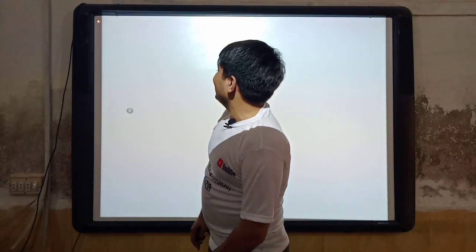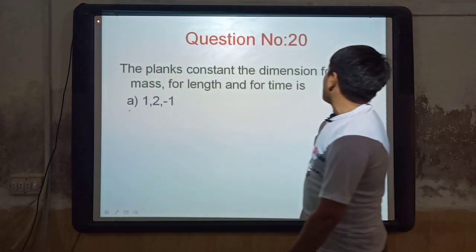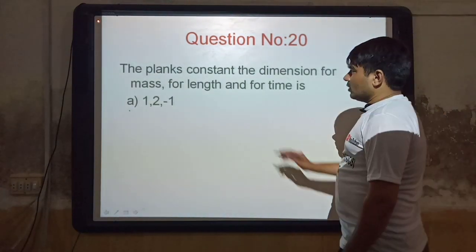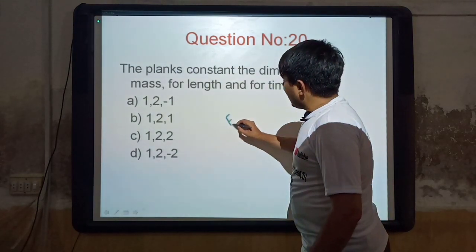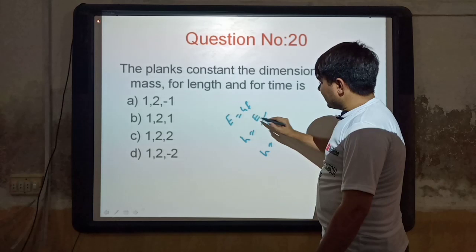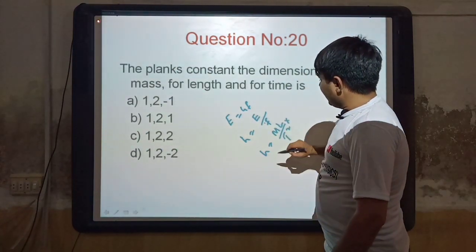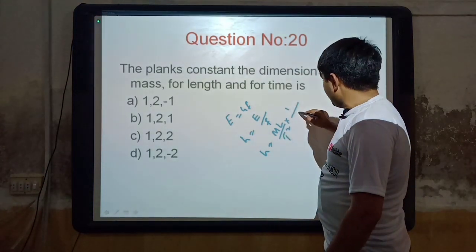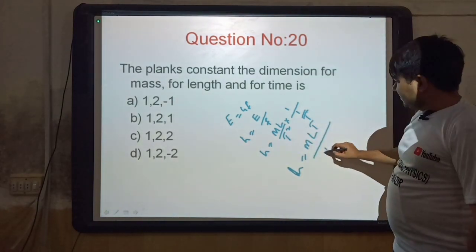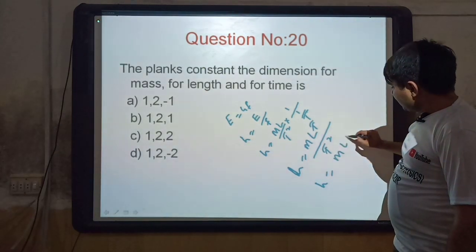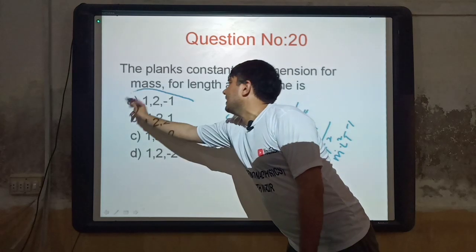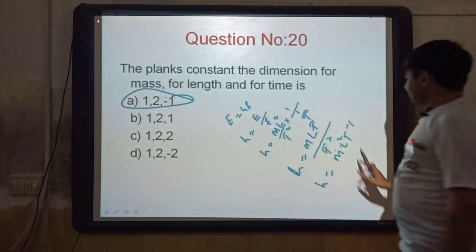Another question for you. The Planck's constant: the dimension for mass, length and time. E is equal to hf, so H, the Planck constant, is equal to E upon F. Here E is M L square over T square, and the dimension of frequency, the reciprocal of the time period, is 1 upon T. Then H is equal to M L square over T square times T, one T cancels, so M L square T inverse. The correct option is A, M L square T inverse.